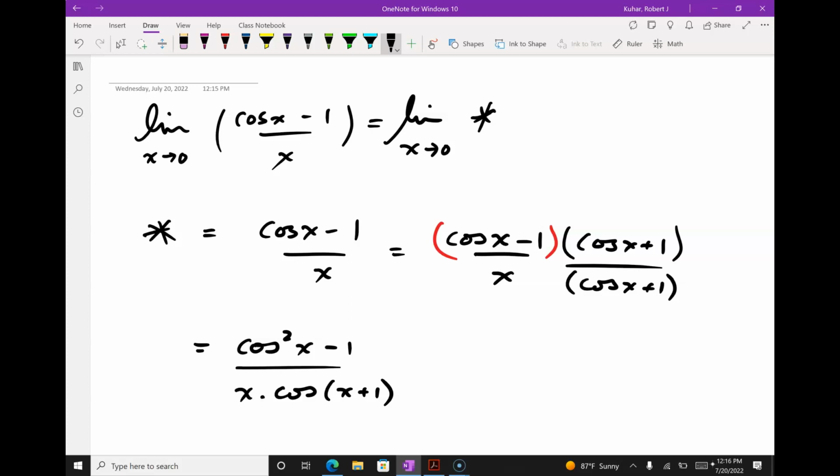What happens upstairs? I get a cos x minus 1, right? Cos squared x minus 1, yes? What is that, though? You recognize it? Negative sine squared, yeah. Negative sine squared. Oops, sorry. I made a mistake here. This is cos of x, right?